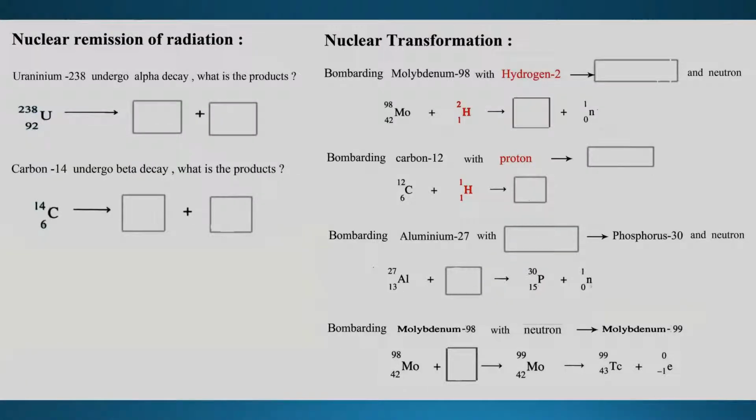Now let's go on to the equations. Try the first one. Uranium undergoes alpha decay. What will be the product? How to write alpha decay? This is alpha. What will be the product? This is the product. Next question. Carbon 14 undergoes beta decay. How to write beta decay? What's the product?